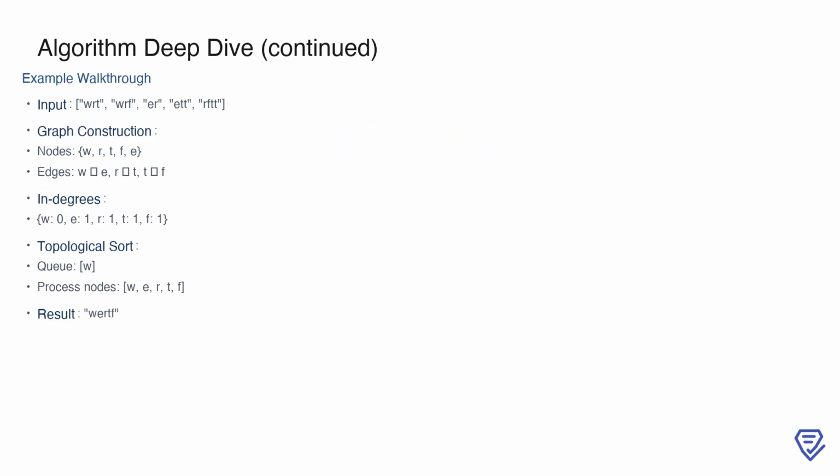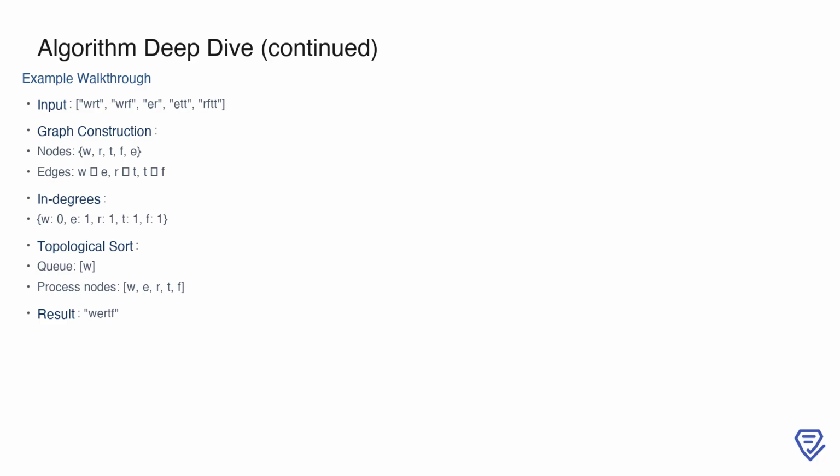Let's walk through an example to solidify our understanding. Suppose the input words are WRT, WRF, ER, ETT, RFTT. First, we construct the graph. The nodes are the unique characters: W, R, T, F, E. The edges, determined by comparing consecutive words, are W to E, R to T, and T to F. Next, we calculate the in-degrees: W, 0; E, 1; R, 1; T, 1; F, 1.